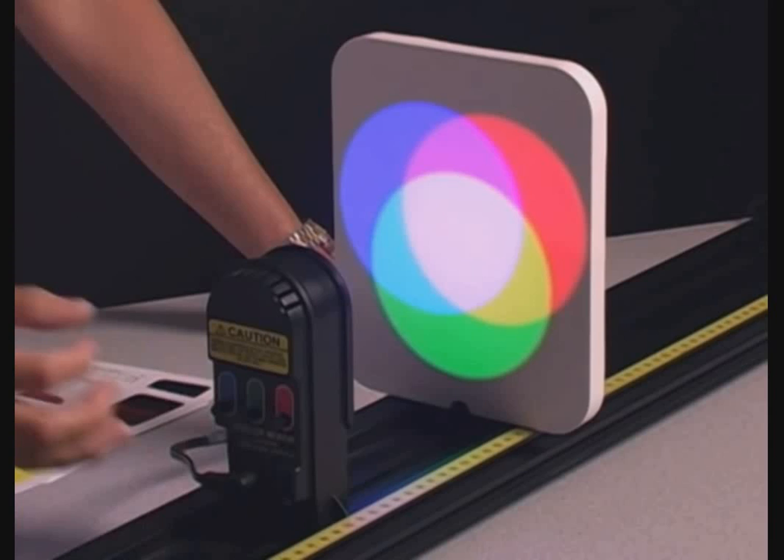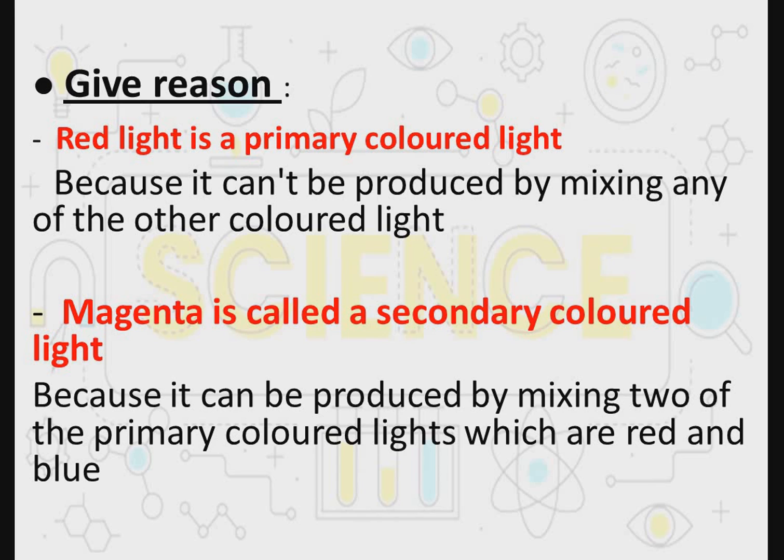So let's practice together. Give reason. Red light is a primary colored light. Why is it considered a primary color? Because it can't be produced by mixing any of the other colored lights.